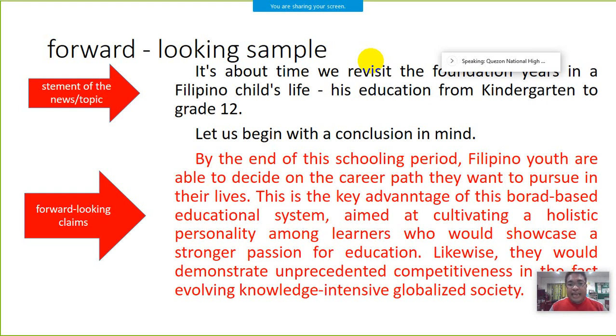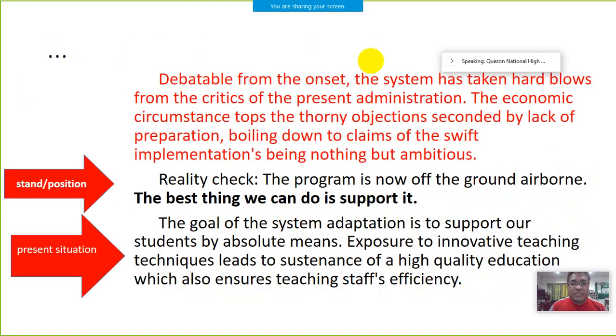Let me read. By the end of this schooling period, Filipino youth are able to decide on the career path they want to pursue in their lives. This is the key advantage. Okay, sorry, the spelling is the N is doubled. The key advantage of this broad-based educational system aimed at cultivating a holistic personality among learners who would showcase a stronger passion for education. Likewise, they will demonstrate unprecedented competitiveness in the fast-evolving knowledge-intensive globalized society. So that's one of the forward-looking claims.